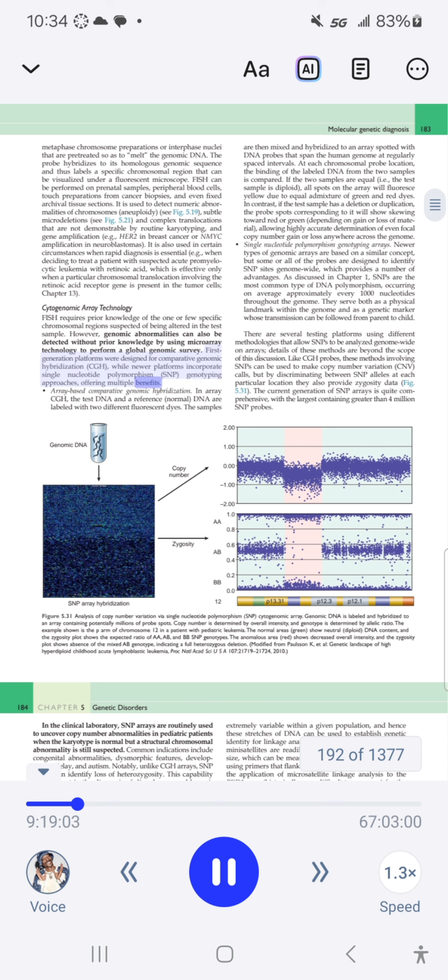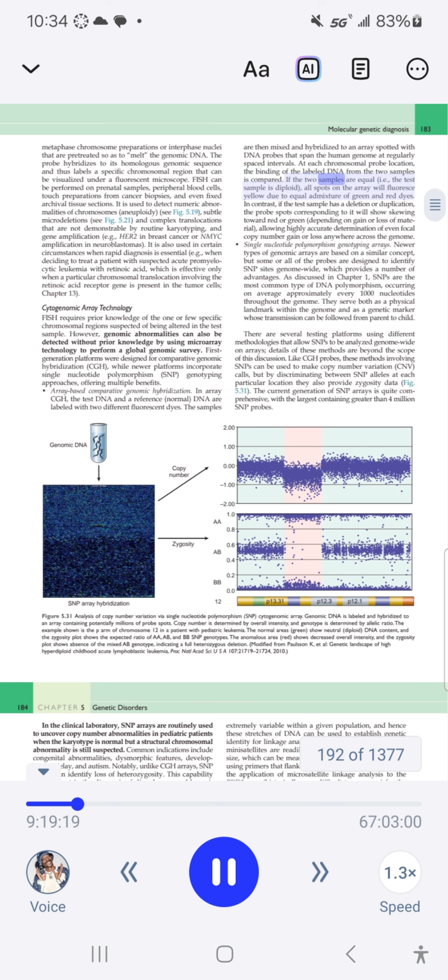offering multiple benefits. Array-based comparative genomic hybridization. In array CGH, the test DNA and a reference normal DNA are labeled with two different fluorescent dyes. The samples are then mixed and hybridized to an array spotted with DNA probes that span the human genome at regularly spaced intervals. At each chromosomal probe location, the binding of the labeled DNA from the two samples is compared.